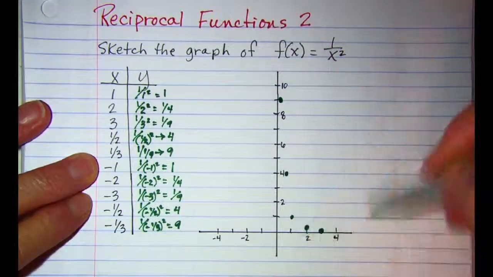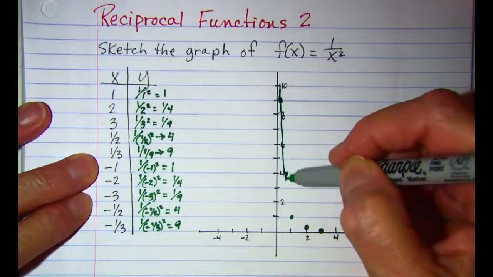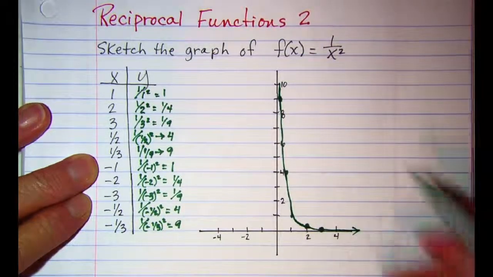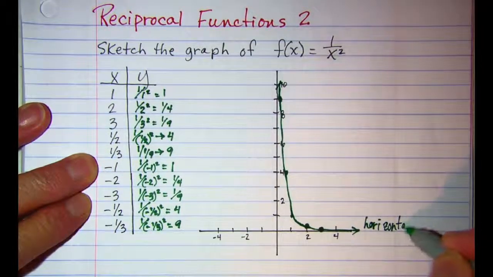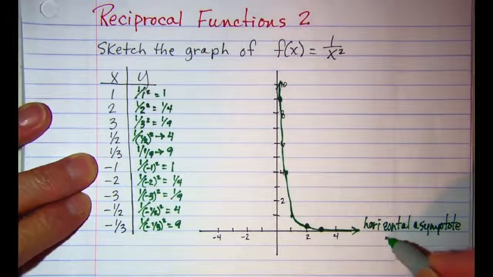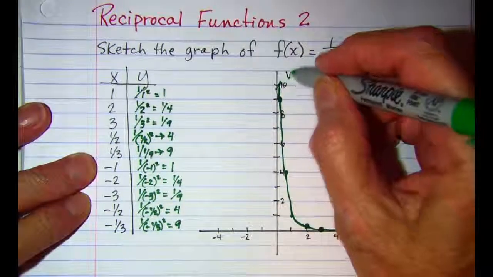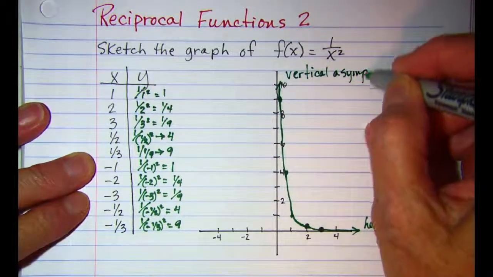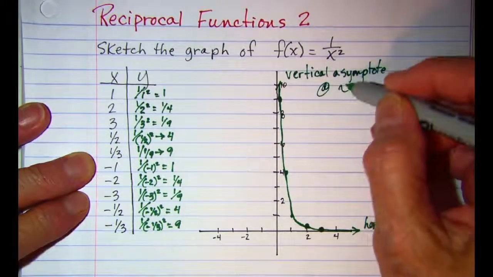So on the right side of our y-axis, we have a horizontal asymptote at y equals 0. And we have a vertical asymptote at x equals 0.